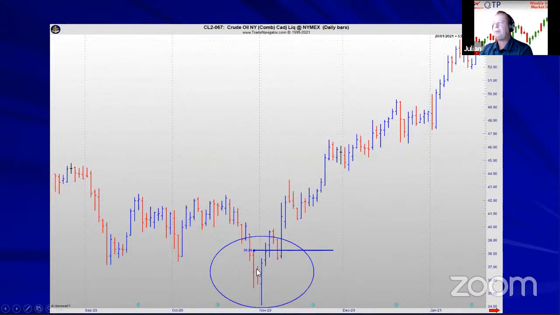So what's then happened after that? This is essentially a breakout to the downside, right? So a new trend starting to the downside. Where I get interested is when it fails. And what do I mean by that?